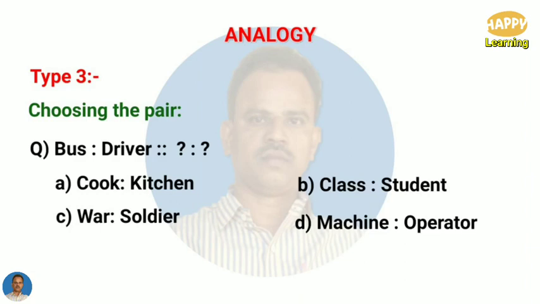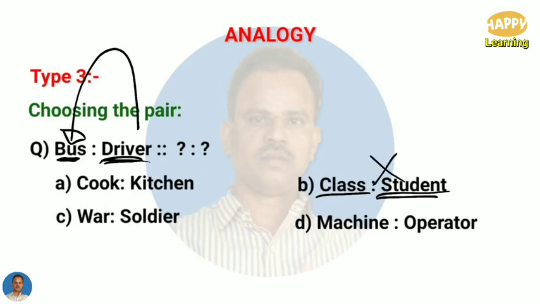He looks at the controls and drives it. So he is the driver, the person who looks after the bus. Similarly, kitchen, cook. We do cooking in the kitchen, so that is not the relation here. Bus is the object, the driver is the subject. The bus is operated by the driver. Class is filled by students. Class is not operated by students.